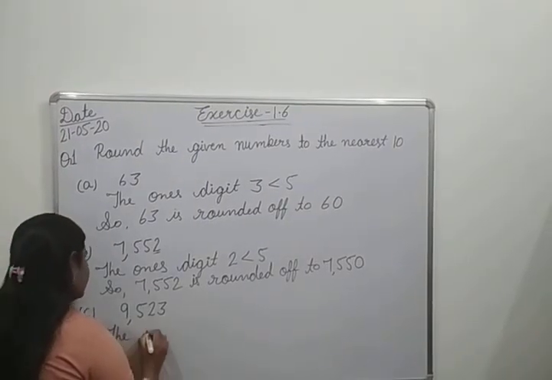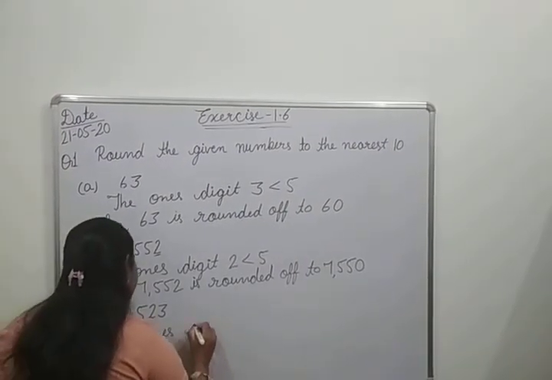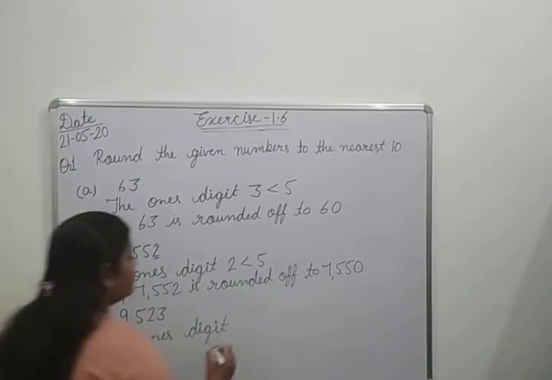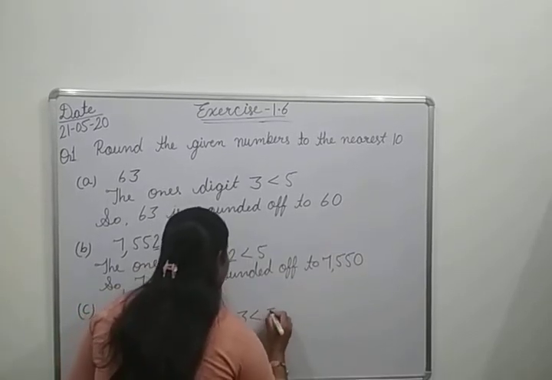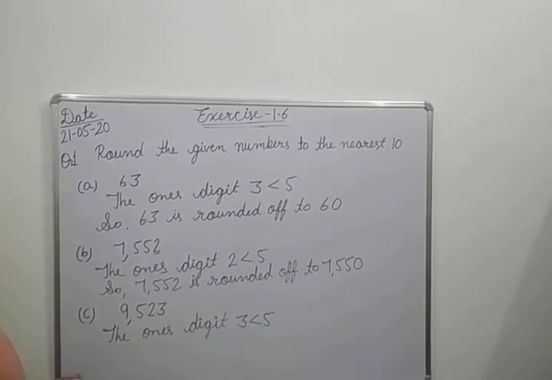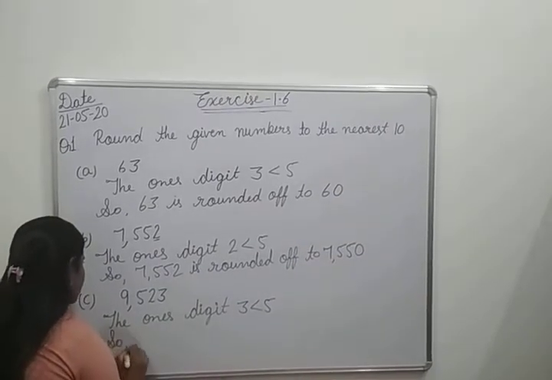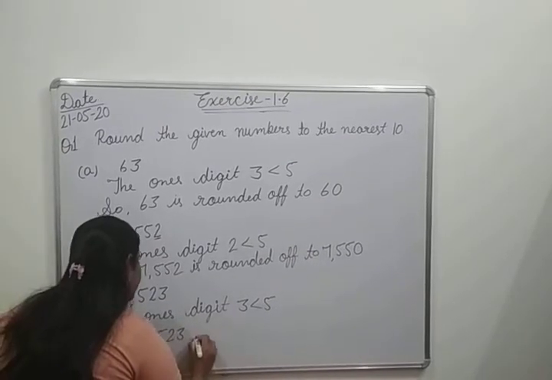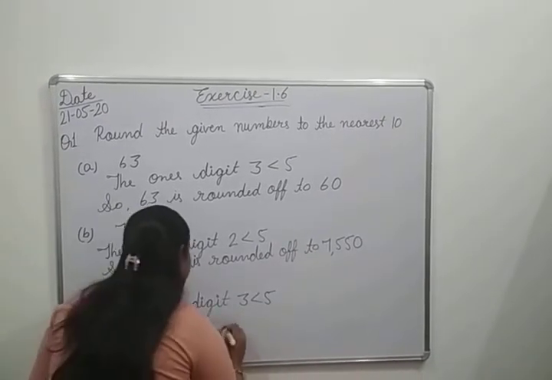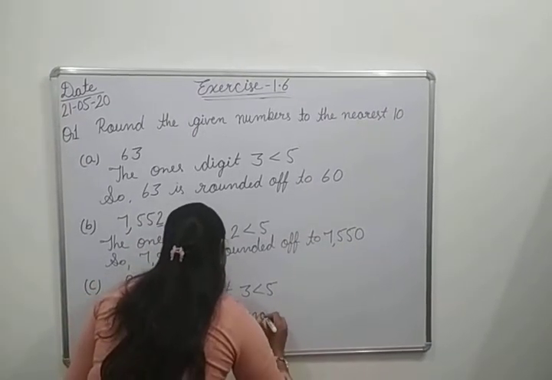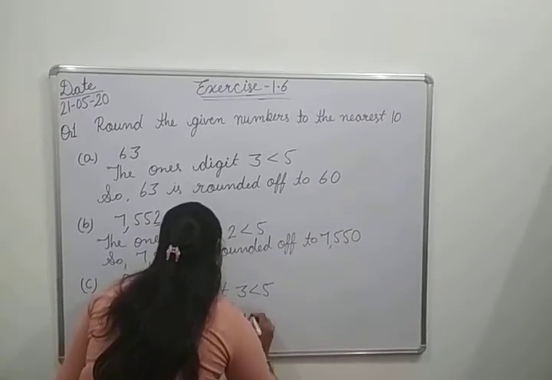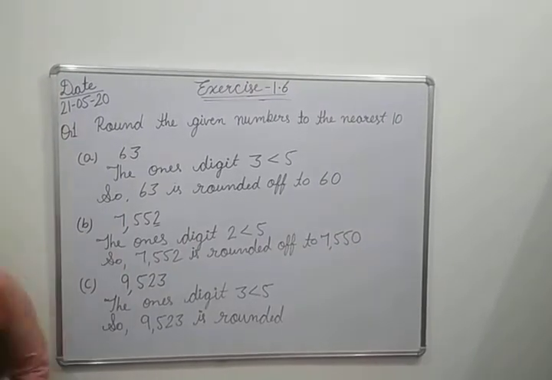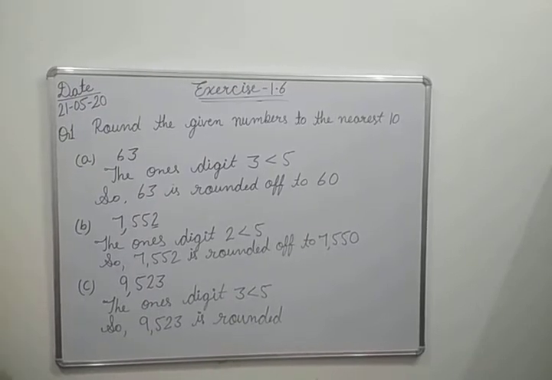Now our C part. What is the ones place here? It means the ones digit. We will write here the ones digit 3. 3 is also less than 5. So we write here less than 5. Now, so 9523 is rounded off. What do we do?